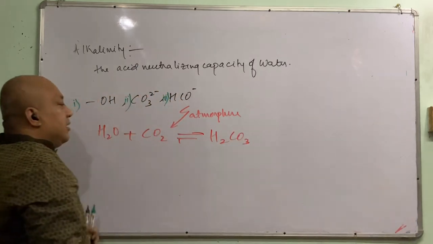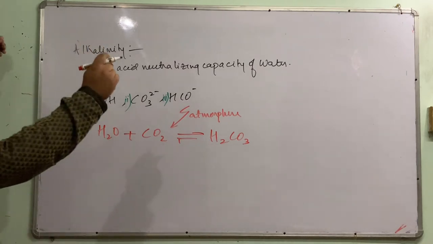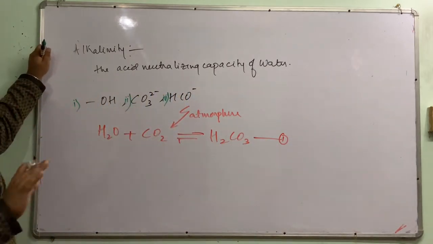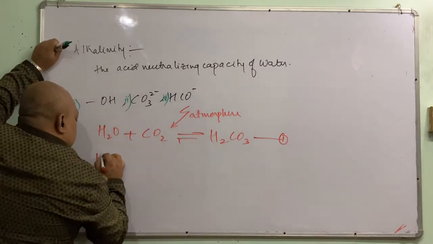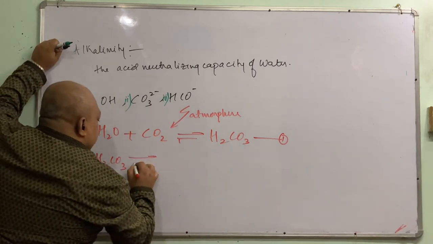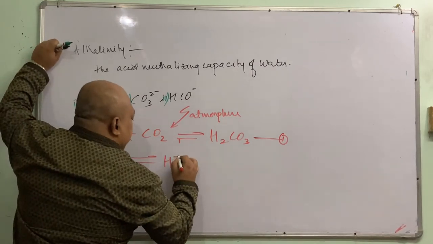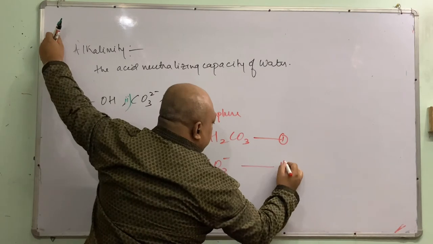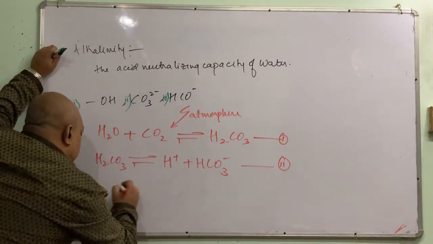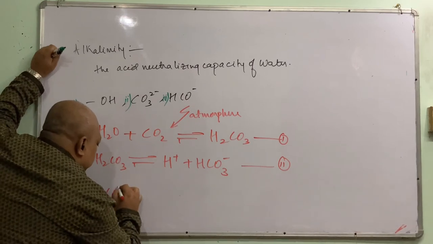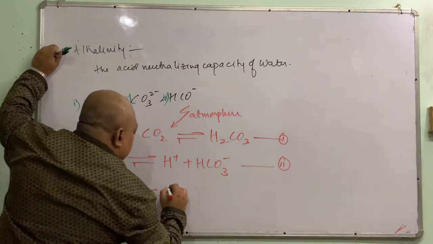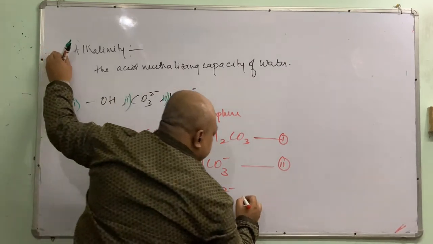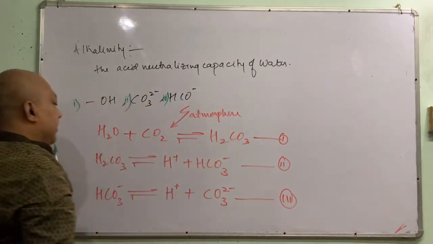H2CO3, carbonic acid. Okay. And this acid itself is a very, very weak acid. Weak acid means it dissociates, not completely, partially. So this H2CO3 again breaks down and releases hydrogen ions plus HCO3 minus. This is equation number 2. Okay. Then this is also a very weak acid. It breaks down again into hydrogen plus CO3 2 minus. Is that okay? Fine.